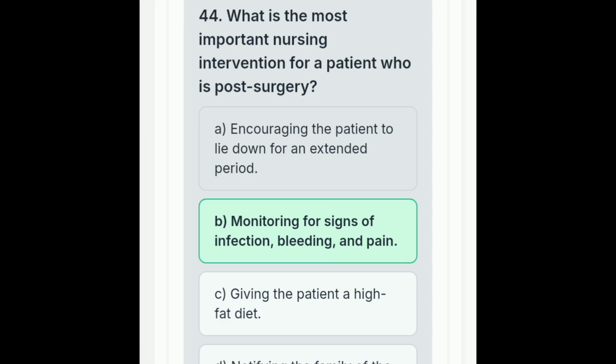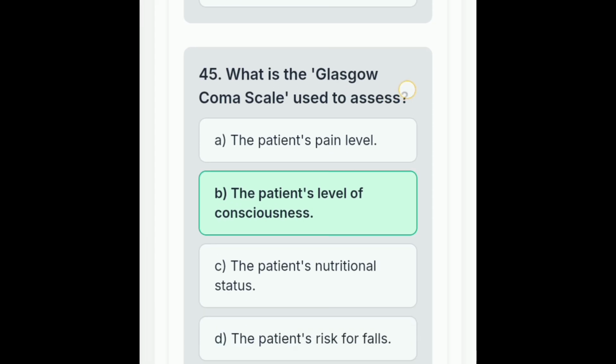44. What is the most important nursing intervention for a patient who is post-surgery? Option A, encouraging the patient to lie down for an extended period. Option B, monitoring for signs of infection, bleeding and pain. Option C, giving the patient a high-fat diet. Option D, notifying the family of the surgery. So B is the correct answer.